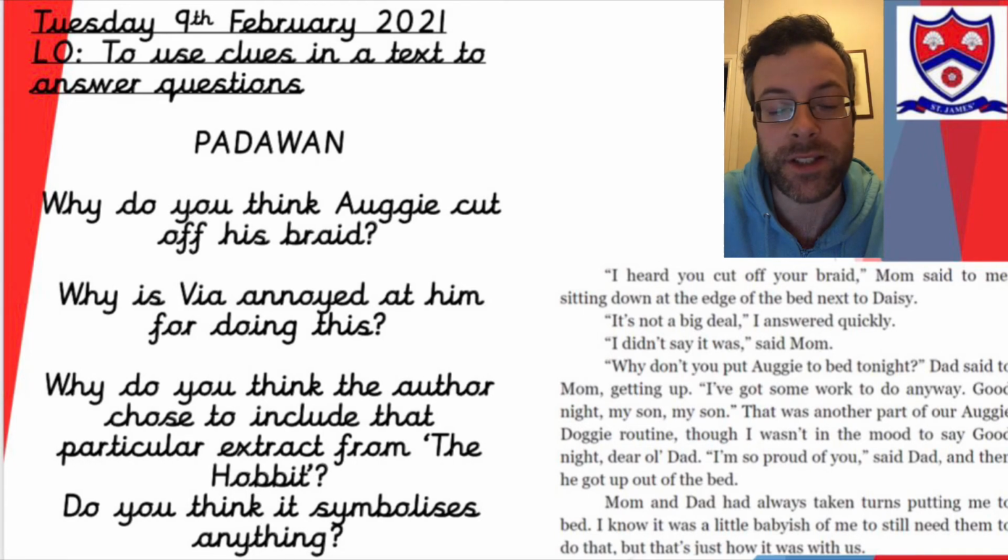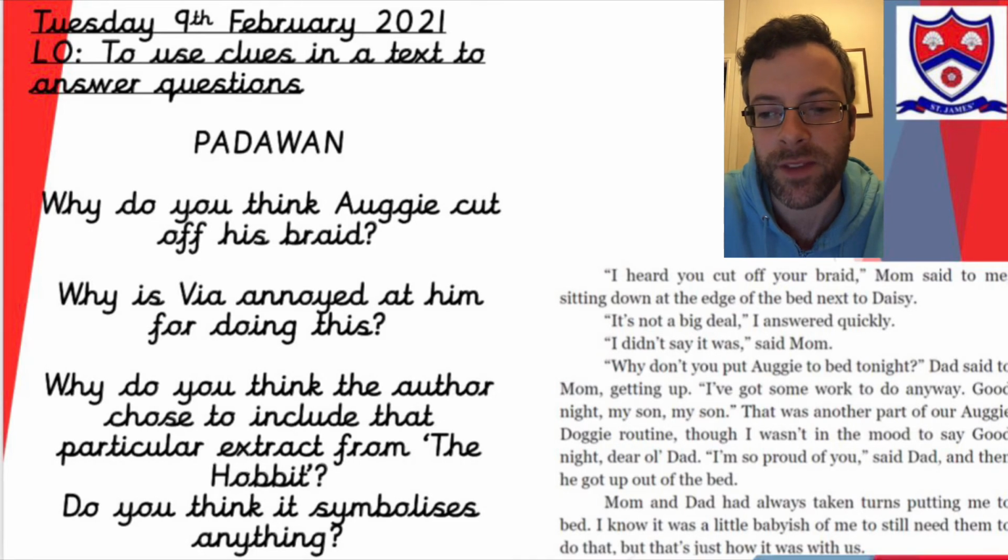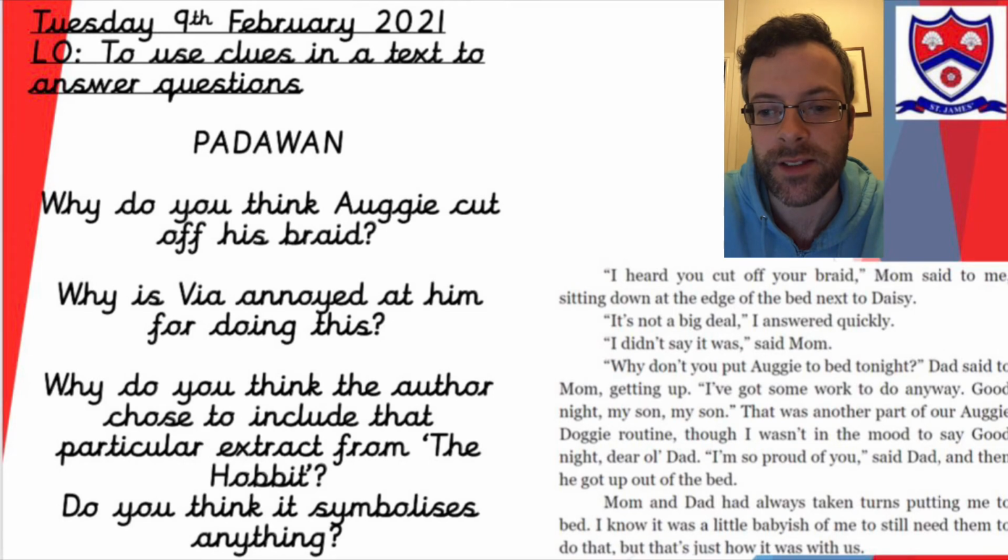Why don't you put Oggy to bed tonight, Dad said to Mum, getting up. I've got some work to do anyway. Good night, my son, my son. That was another part of our Oggy Doggy routine, though I wasn't in the mood to say good night, dear old Dad. I'm proud of you, said Dad, and then he got up out of the bed.